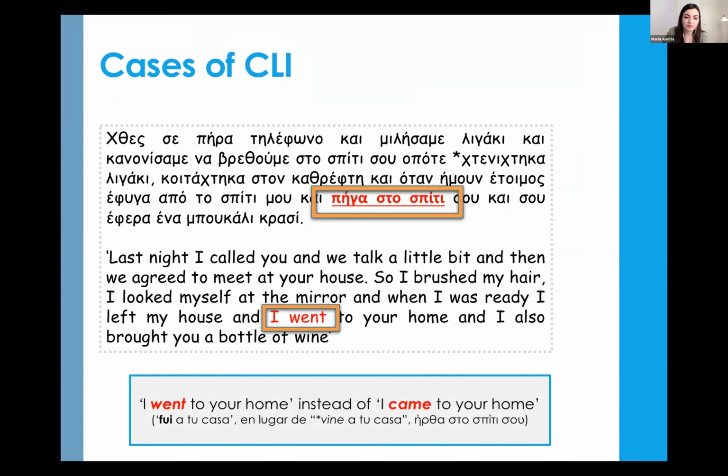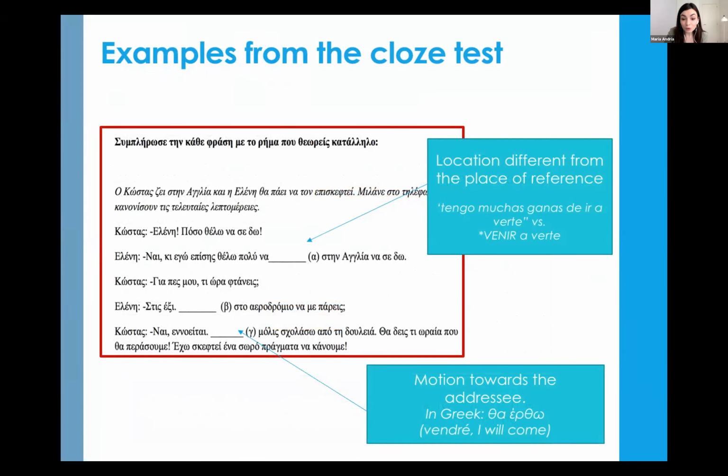Πήγα στο σπίτι σου και σου έφερα ένα μπουκάλι κρασί. I went to your place, instead of the expected verb in Greek, which is the verb come. The same for the closed test, when the location was different from the place of reference. Spanish speakers tended to use in Greek the verb to go instead of the verb to come. The same for the examples where motion towards the addressee was expressed. They tended to use more θα πάω μόλις σχολάσω, the verb to go instead of the verb to come.